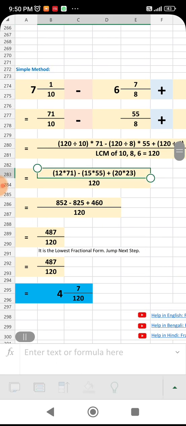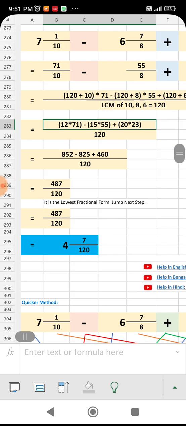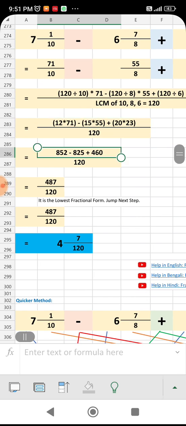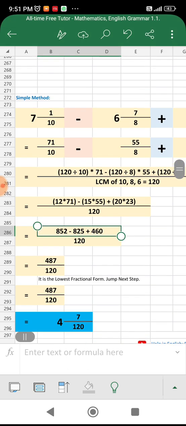Look at here, 12 into 71, not an easy one. 15 into 55, not an easy one. 20 into 23, not an easy one. Look at these large numbers, for addition, subtraction. So the simple method is not a simple one. Very time taking and a very good chance of making mistakes.